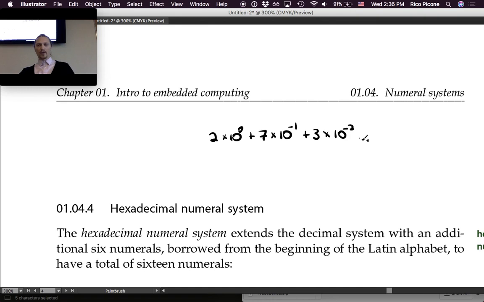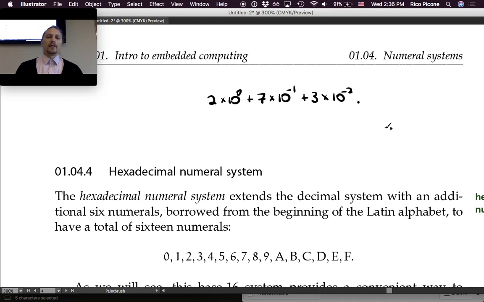Great. So that is the decimal system. And that's the one that we're rather familiar with, I think. We use it quite a bit.